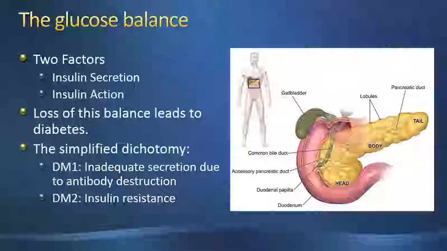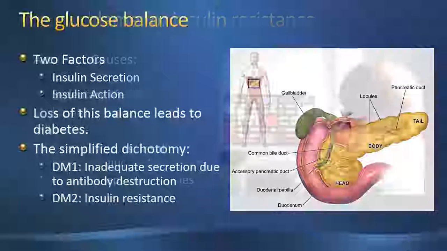I think we have the basics here in terms of glucose balance. We need good insulin secretion, and then the second feature, very important for type 2 diabetes, is the insulin action, and the loss of this balance causes a problem. And in type 2 diabetes, we're dealing with insulin resistance as the issue, compared to type 1 with the autoimmune destruction of those cells.